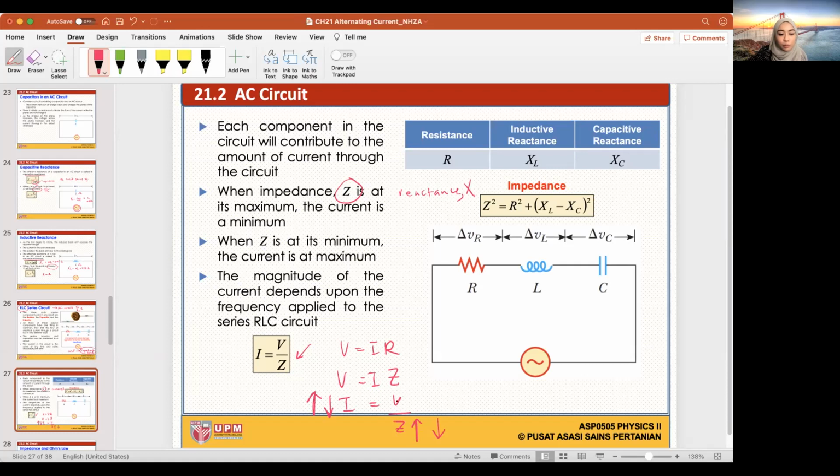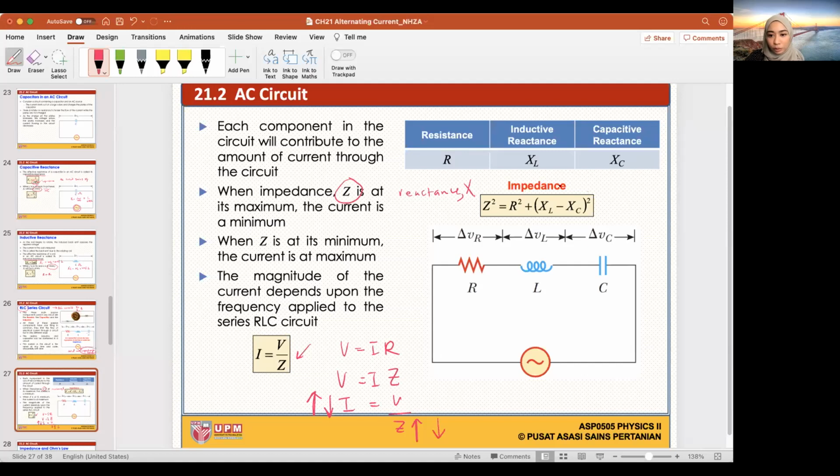Because it's inversely proportional. I will ask questions later, so make sure you are focusing. V equals IR for a regular circuit, V equals IZ if you have capacitors, inductors and resistors in series in an AC circuit.